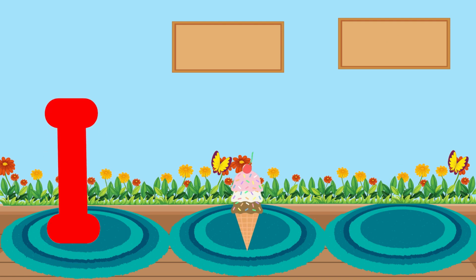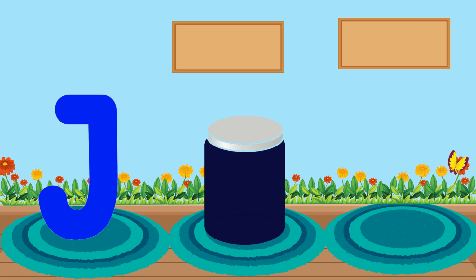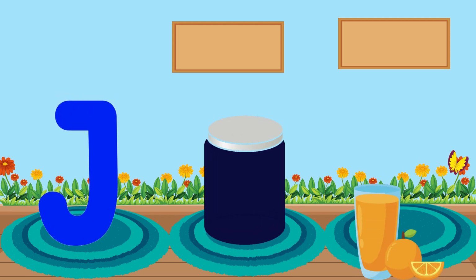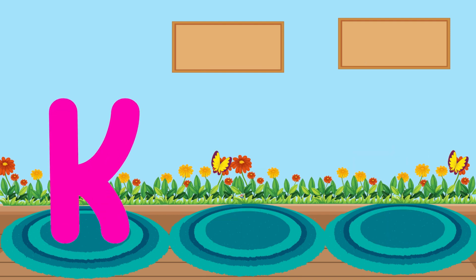I is for ice cream. Ice cream. I is for iron. Iron. I is for ice cream. I is for iron. J is for jar, jar. J is for juice, juice. J is for jar. J is for juice.